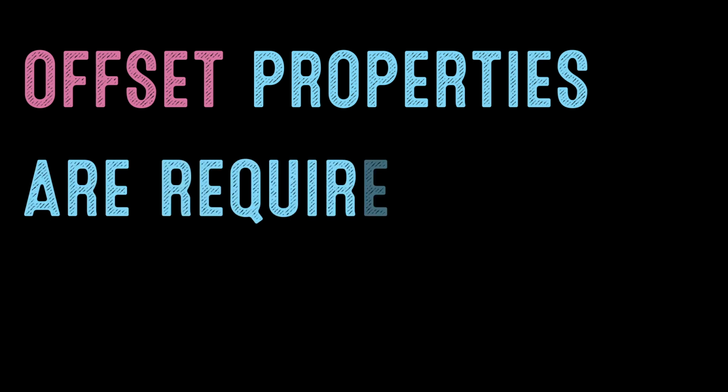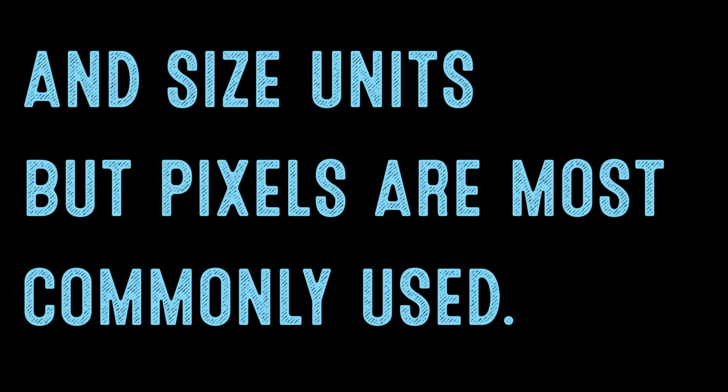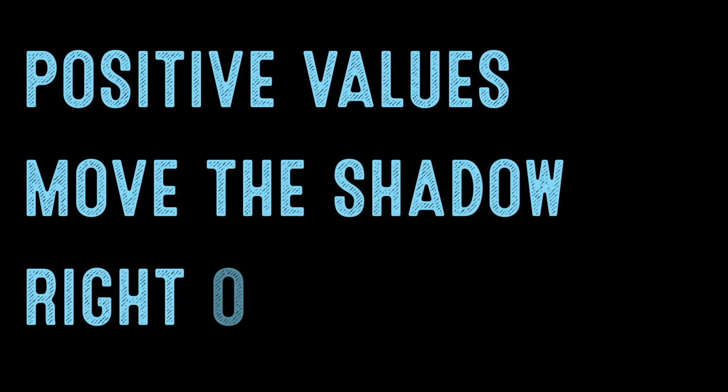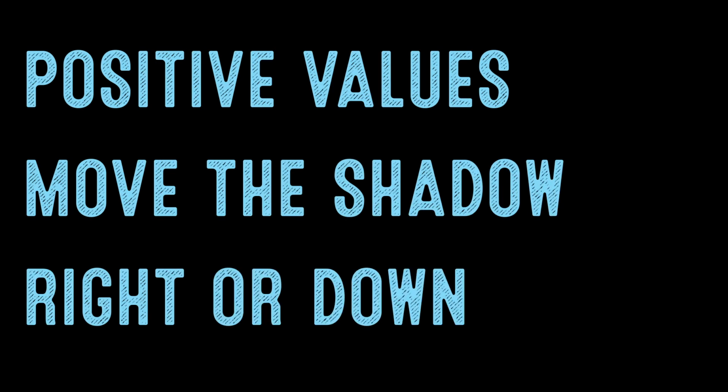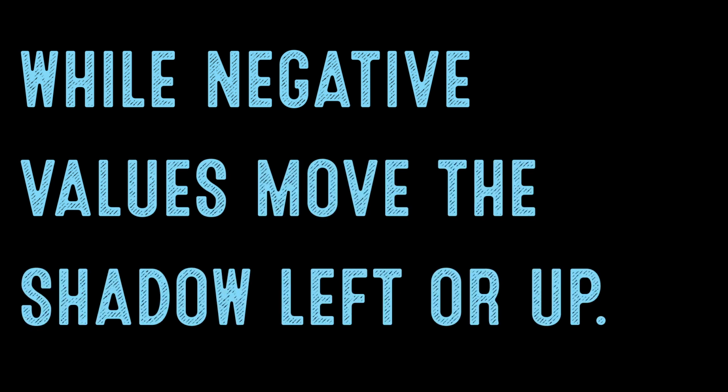The offset properties are required and can accept most length and size units, but pixels are most commonly used. Positive values move the shadow right or down, while negative values move the shadow left or up.